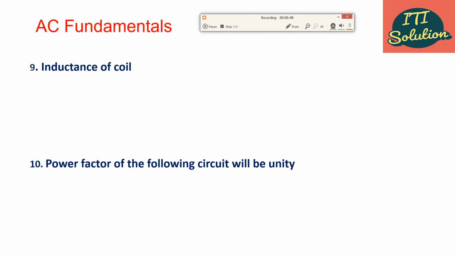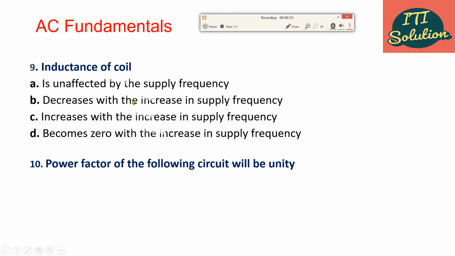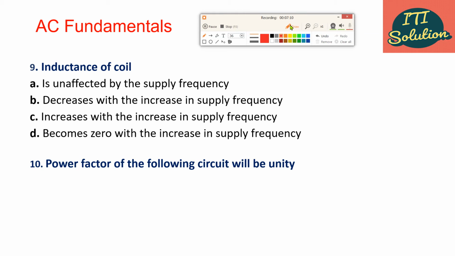Clear? Next question. Inductance of a coil: option A is unaffected by the supply frequency, option B decreases with increasing supply frequency, option C increases with increasing supply frequency, and option D becomes zero with increasing supply frequency. Correct answer is option C, increases with increasing supply frequency.